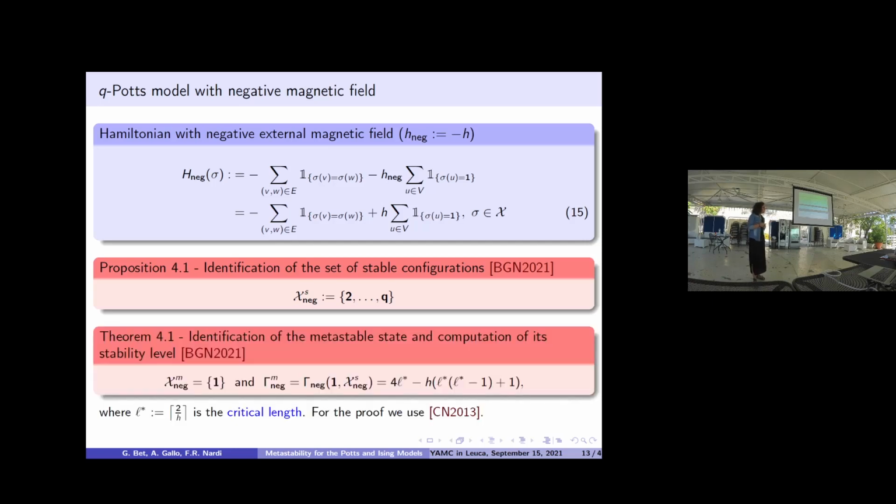Then we prove that the energy landscape has only one metastable state, that is the uniform configuration 1, and we compute the exact value of the stability level of this metastable state. Note that the value of this energy barrier depends on this quantity, L star, that is the so-called critical length.